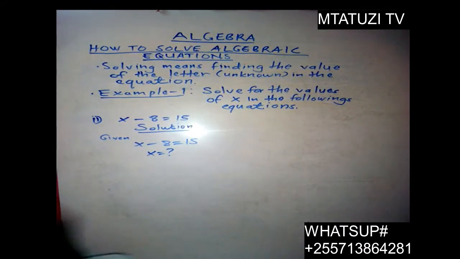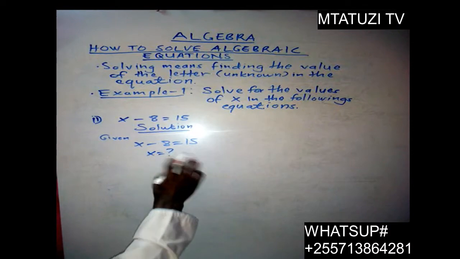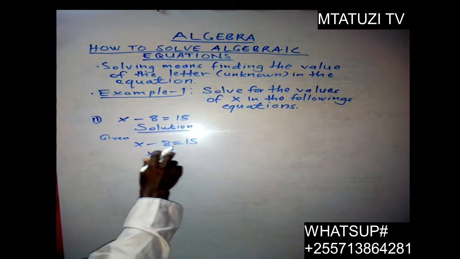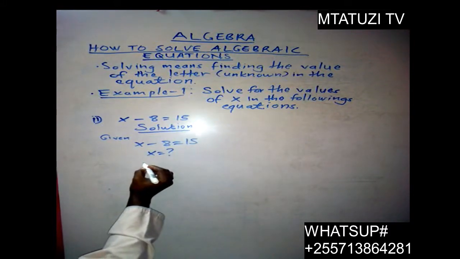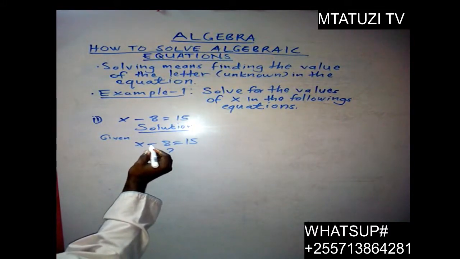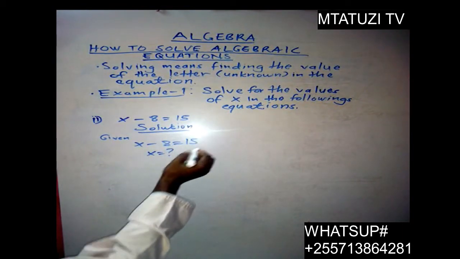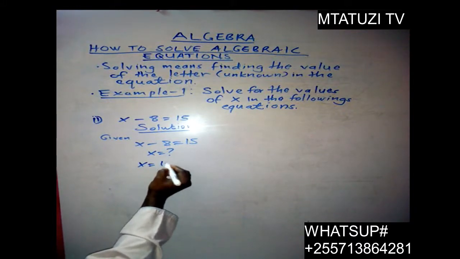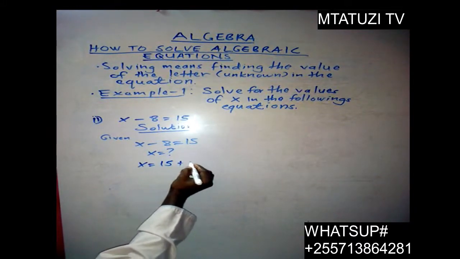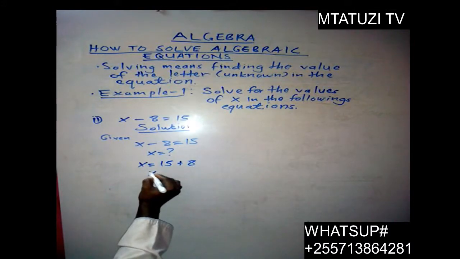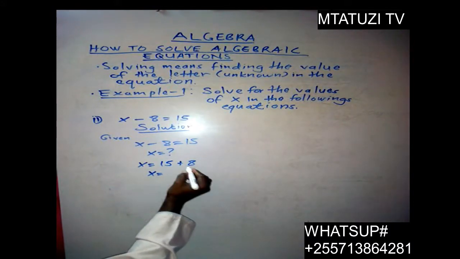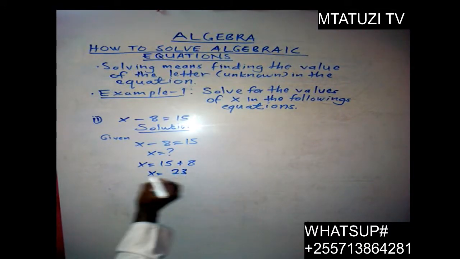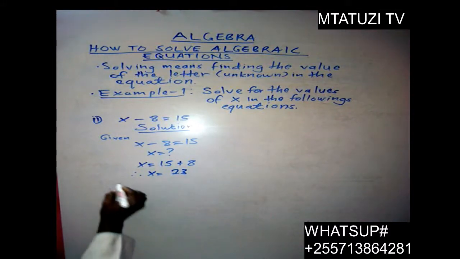what we are supposed to do here, I will use the first method. We are supposed to shift this 8 to the side of 15. The operation here is minus, so when it goes to that side, it will be positive. So x will be equal to 15 plus 8. When you add there, you get 23. So the value of x there is 23.